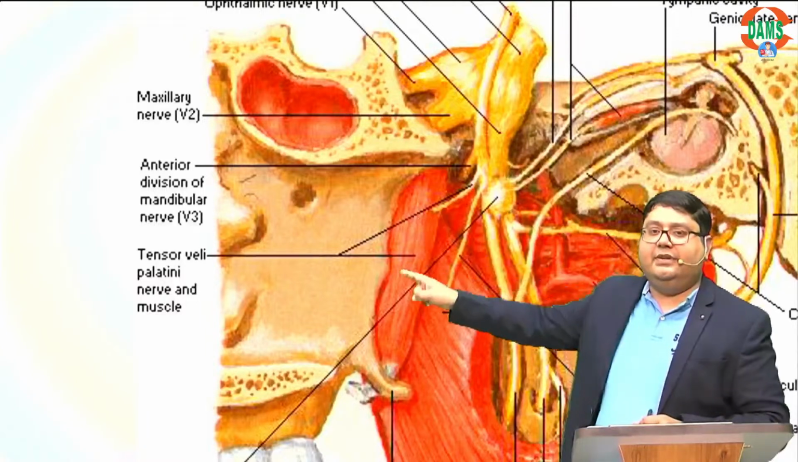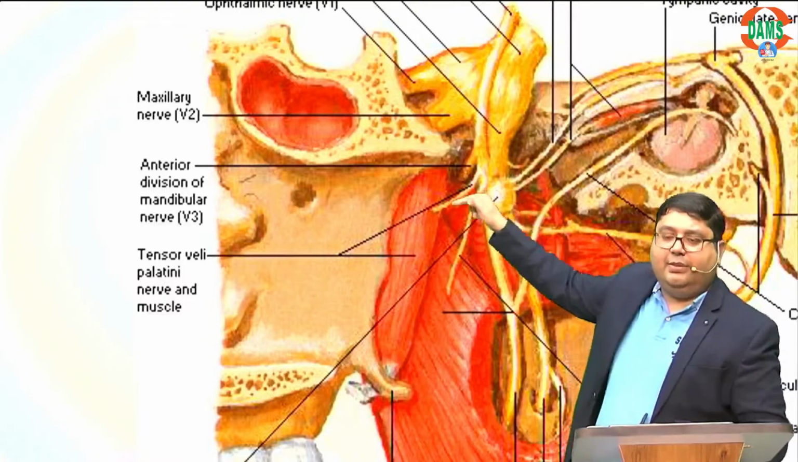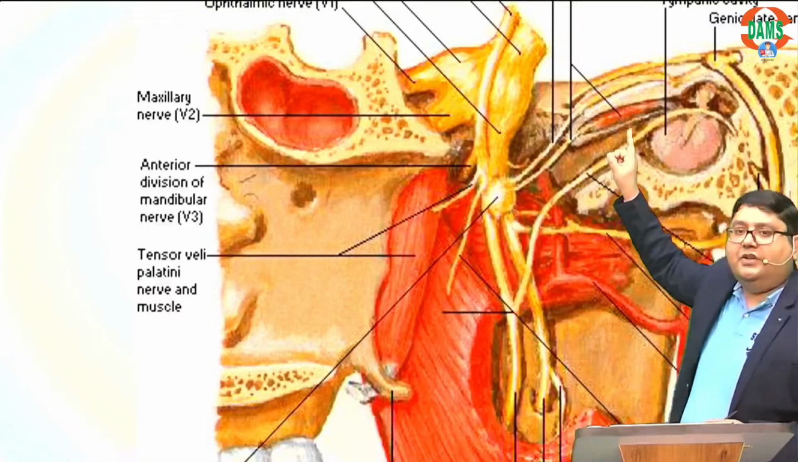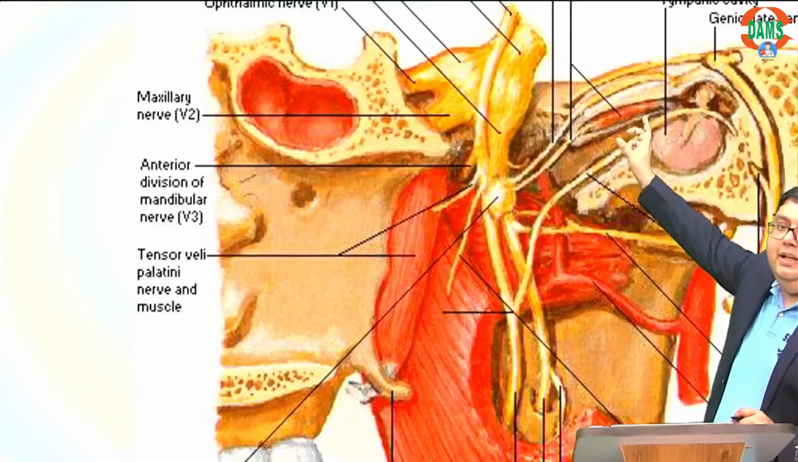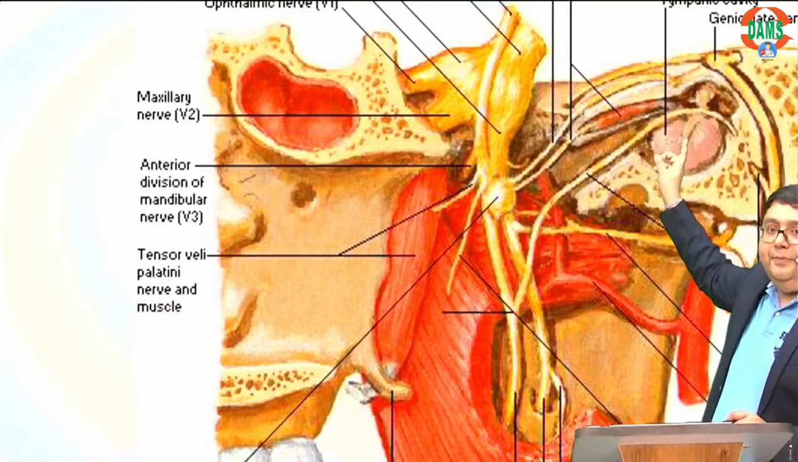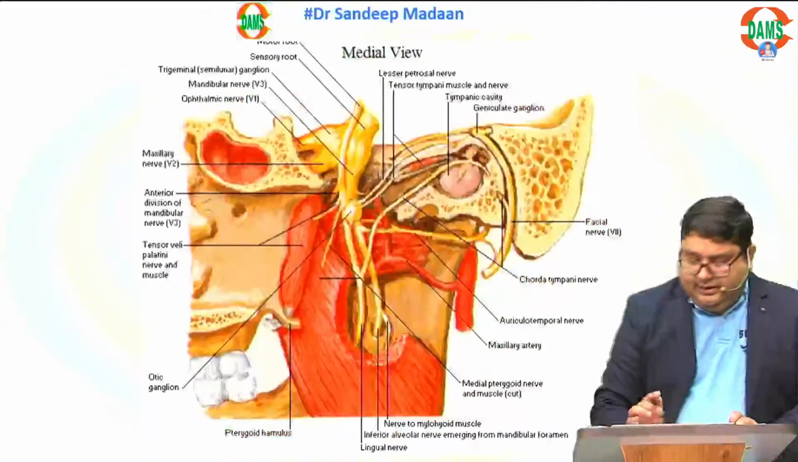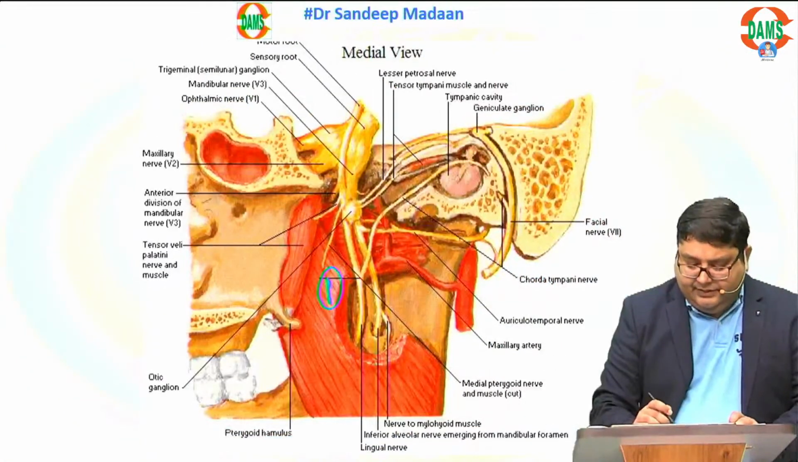This is tensor veli palatini. So it will be supplying one branch to the tensor veli palatini. And what is this muscle? Small muscle to the tympanic membrane. Tensor tympani. So let me tell you, these three muscles are there. This is 1, this is 2, this is 3.